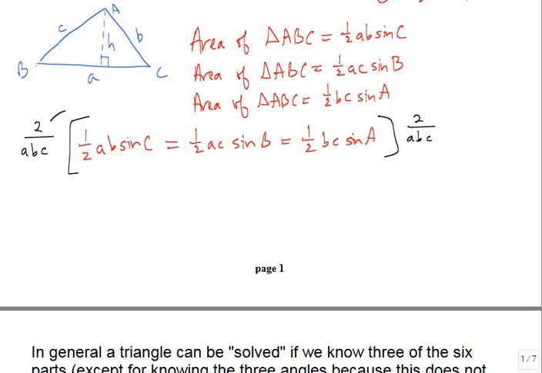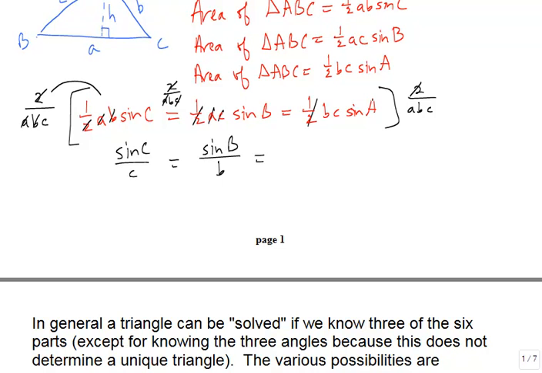Now, if we do that for this first one, the 2's are going to cancel out, the a and the b are going to cancel out, and what we'll be left with is sine C on top and little c on the bottom. And if we go to the one in the middle and I multiply by 2 over abc, again, the 2's are going to cancel, the a's are going to cancel, the c's are going to cancel, and we're going to be left with sine B over little b. For the third one, the 2's will cancel out, the b and the c will cancel out, and we're left with sine of angle A over little a.